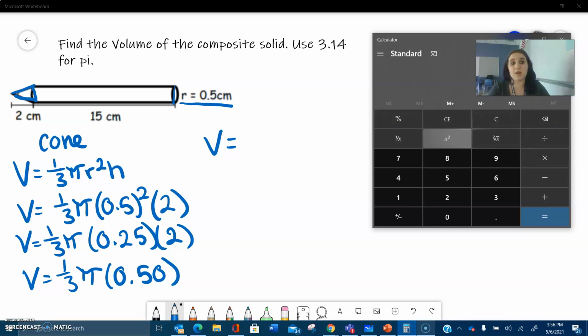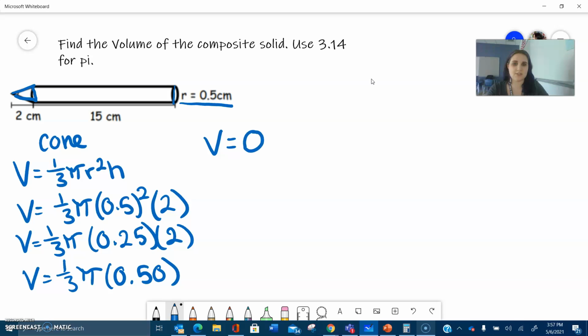1/3 is the same as 1 divided by 3. So 1/3 times 3.14 times 0.50 equals 0.52. So we're going to round it to the hundredths, so 2 decimal places. So when we round this, it comes out to 0.52.